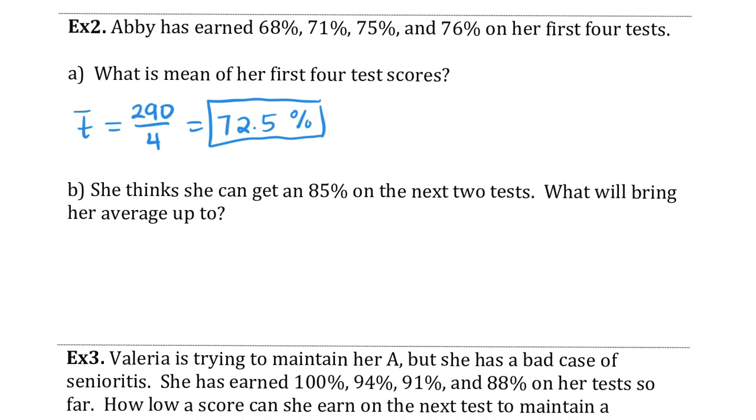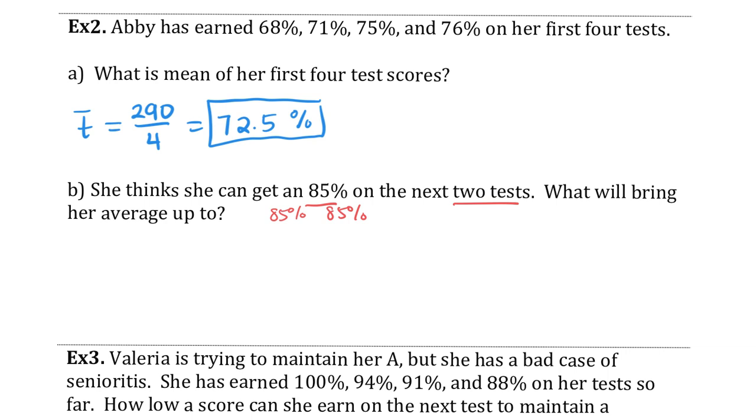Okay, she thinks she can get an 85% on the next 2 tests. What will that bring her average up to? So she already had 4 tests. Now she wants to get another 85% and another 85%. So I'm going to do this plus this plus this plus this plus the two 85s. So that's 290 plus the two 85s that she thinks she's going to get on her next 2 tests.